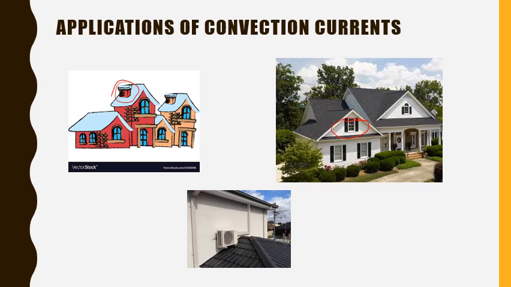The other application is of air conditioners. The air conditioners or ACs are installed near the roof. The cool air moves down and the warm air near the surface of the room rises up, thereby setting up convectional currents which cool the whole room effectively.